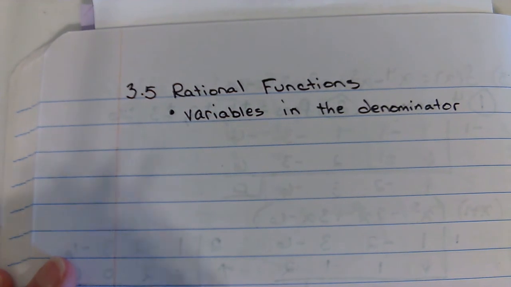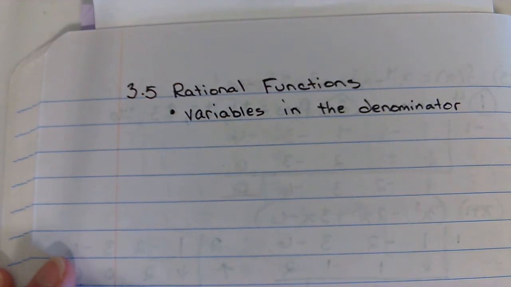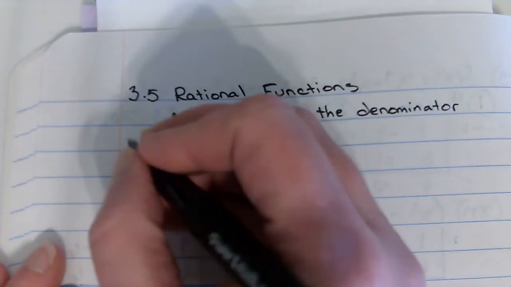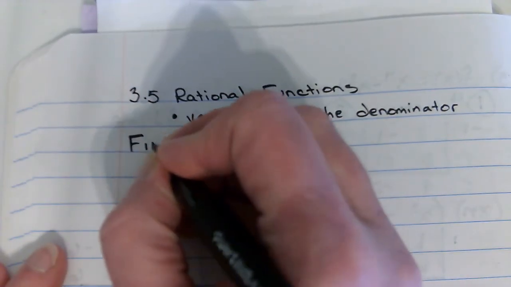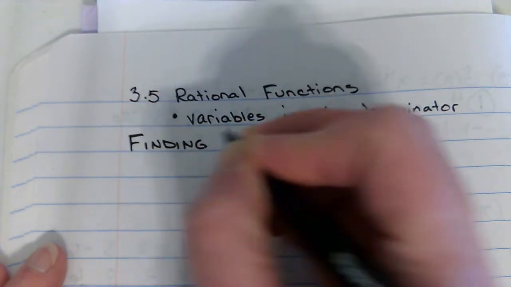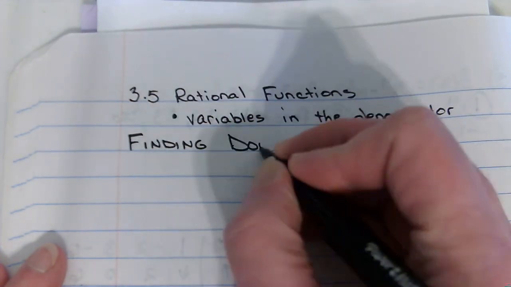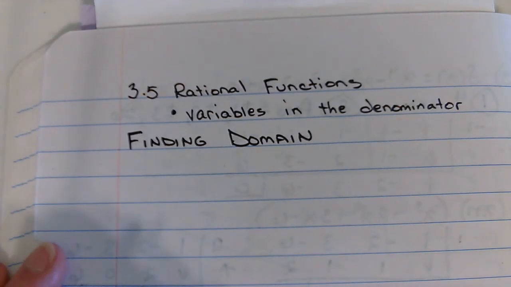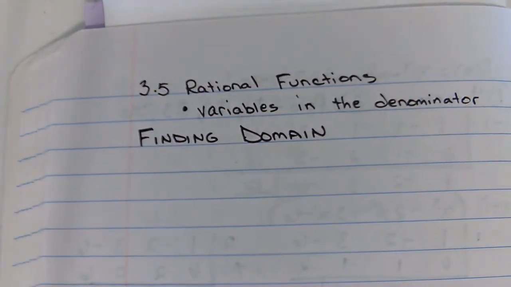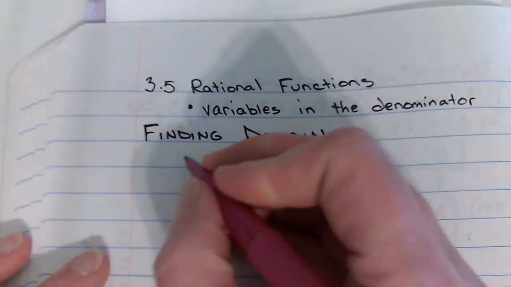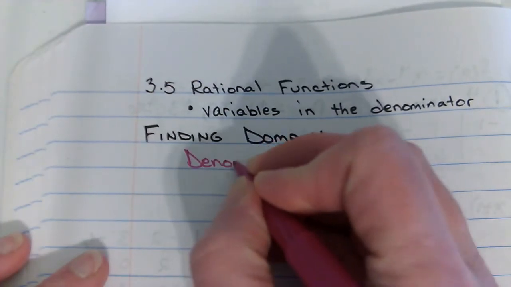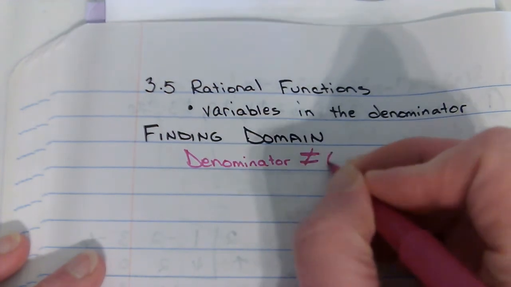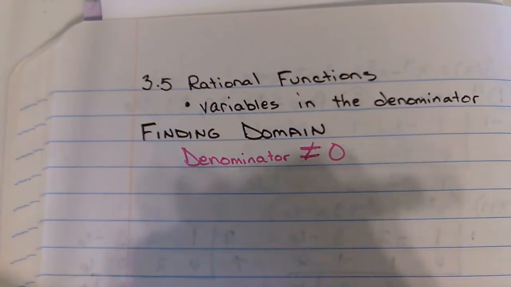Now let's remember something. If I have a variable in the denominator, the first thing that we're going to be talking about is how to find the domain. So finding domain, and we've done this before. There was something really special about when we have a variable in the denominator. And that was that the denominator could never, ever, ever equal 0, because remember, that's bad.